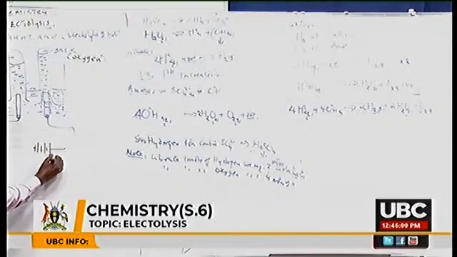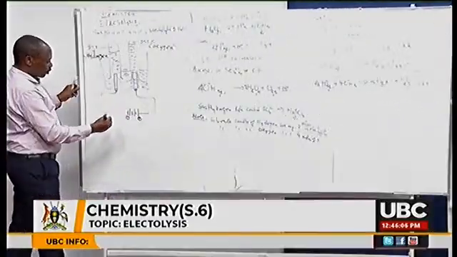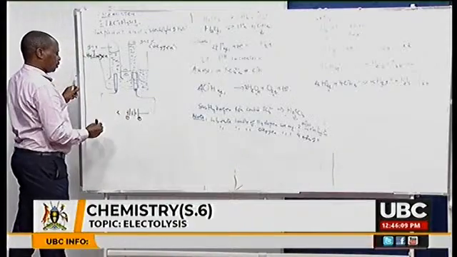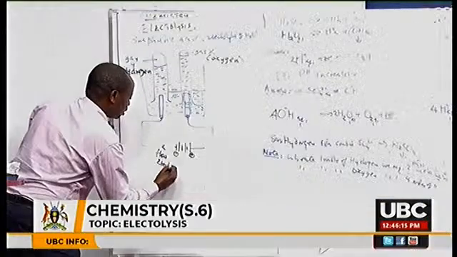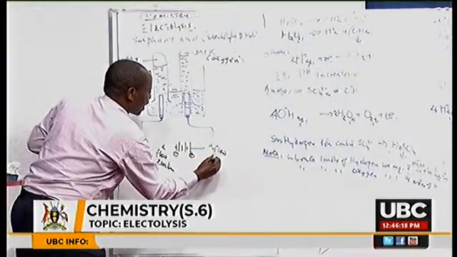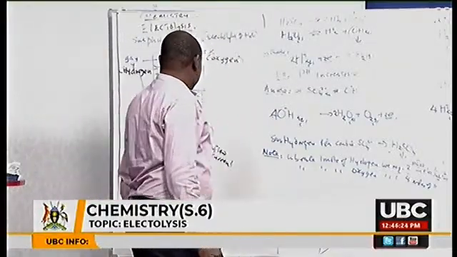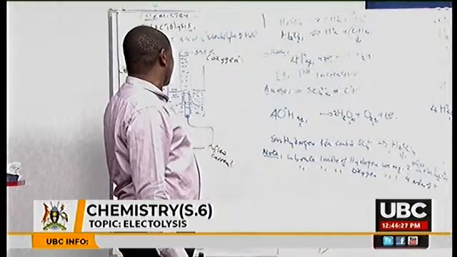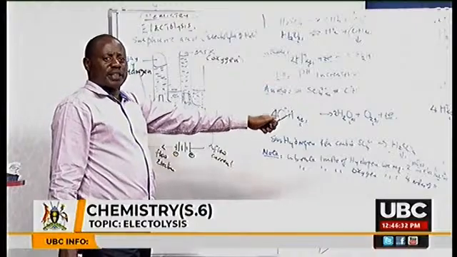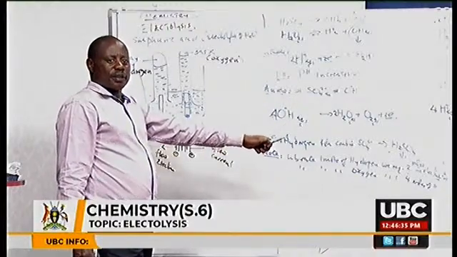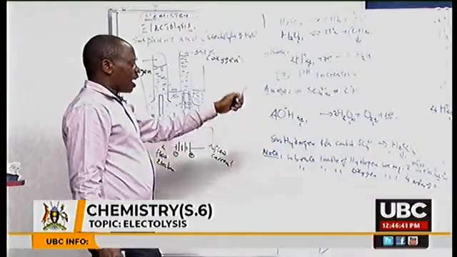So this is positive and this is negative. The flow of electrons will move from this direction, and this is the flow of electrons. And this is the flow of current, because current moves from positive, while the electron moves from negative. So that's how you can identify these gases, because the hydrogen produced is always twice that of oxygen in any electrolysis which involves the formation of oxygen at the anode and hydrogen at the cathode.